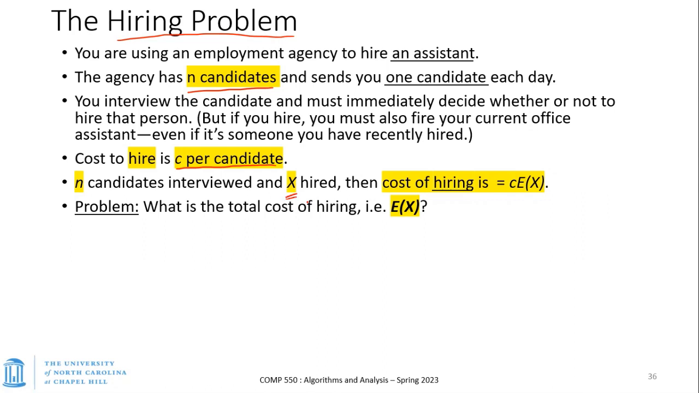So you're doing a whole series of hirings and firings, right? You interview the first person, and because you don't have anybody else to fire, you hire that person. The second person, you're going to say, well, is this person better or worse than the guy I hired yesterday? If he or she is better, then you're going to fire the previous guy, unfortunately, and hire this new person. On the third day, you're going to have yet another person coming in, and then you compare them to the person who is currently working for you.